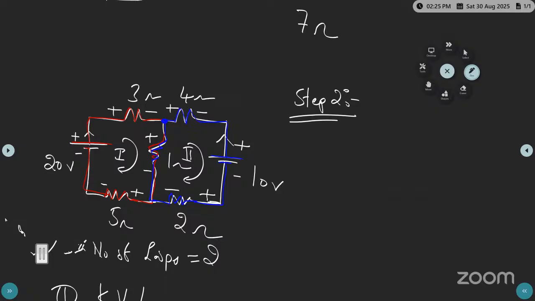Third one. So for the above problem, we identified the loops and plus and minus symbols. Now what about the current? Which current is available in which element? We have to assign the currents.